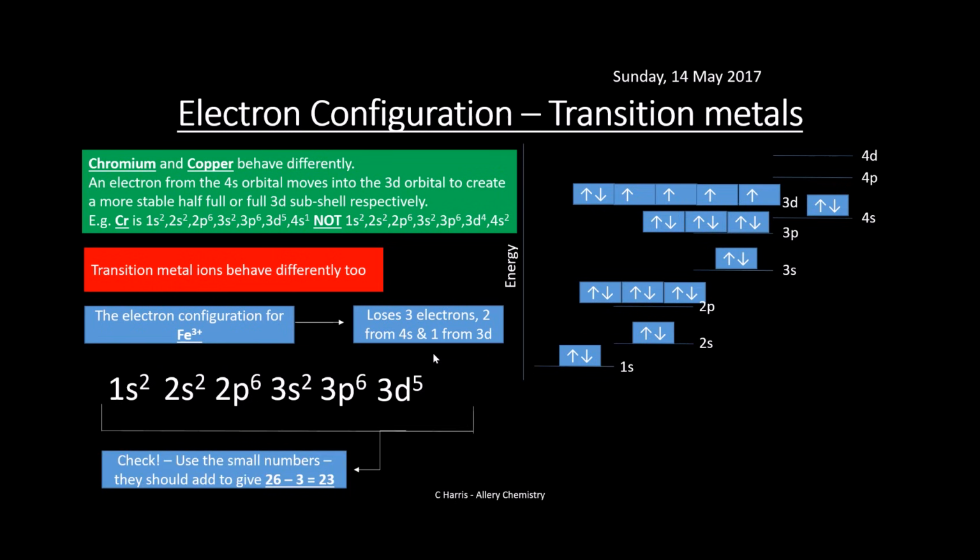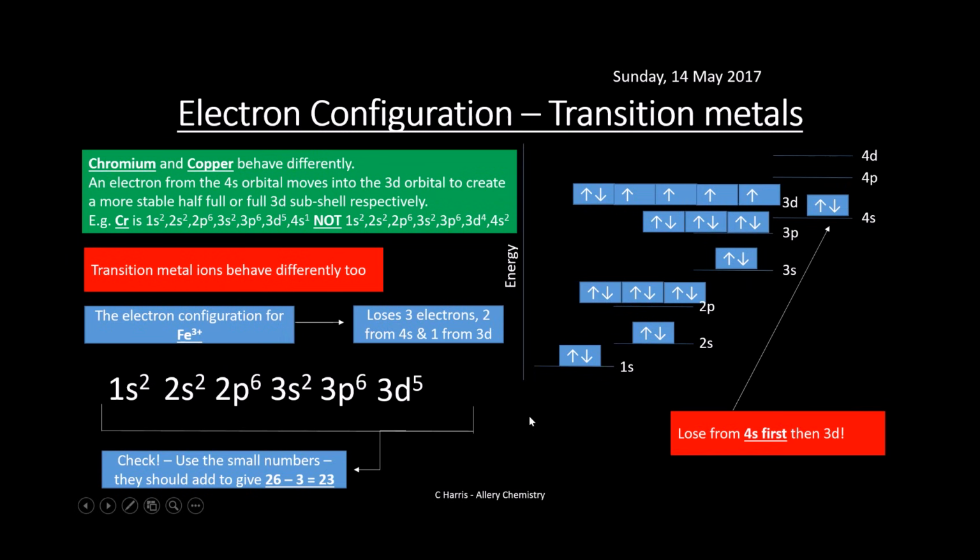And again, if we add all those numbers up, we should have 26. Iron did have 26 electrons. Take away 3, should be 23. So if we add up all these little numbers here, we should get a total of 23. Okay, let's have a look. Lose them from the 4s first, then the 3d. Lose them there, and then we've got the 1 there. So 4s first, then the 3d. That's the key thing when we're removing electrons from transition metal atoms to form ions.